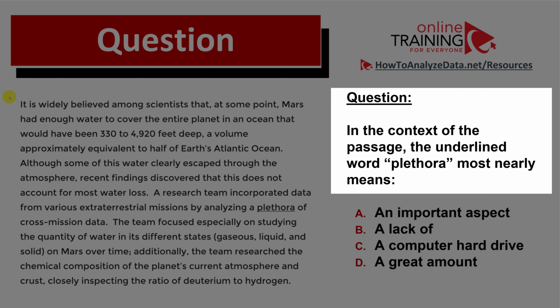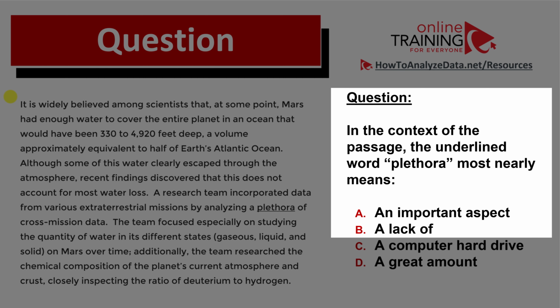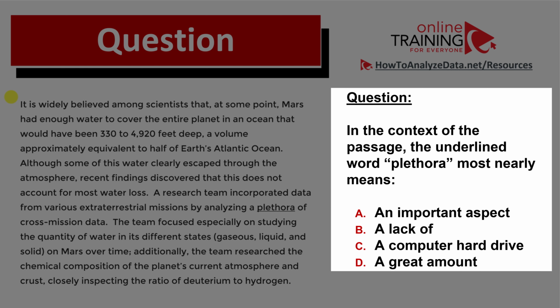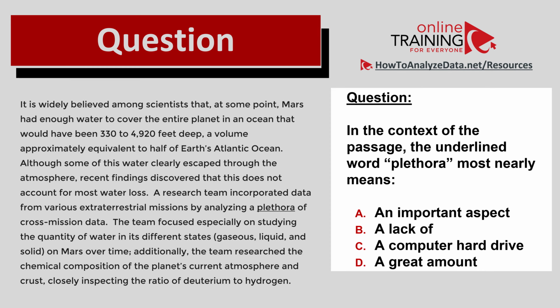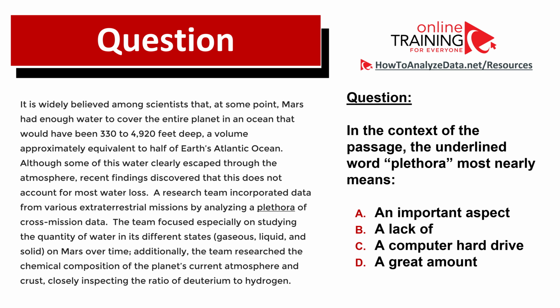And here's the question. In the context of the passage, the underlined word plethora most nearly means choice A, an important aspect, choice B, a lack of, choice C, a computer hard drive, and choice D, a great amount. Do you think you know the answer? If you know the answer, please post it in the comment section of this video. And I'll share with you my feedback shortly. Thanks for participating and good luck!